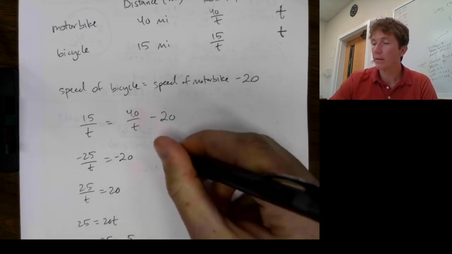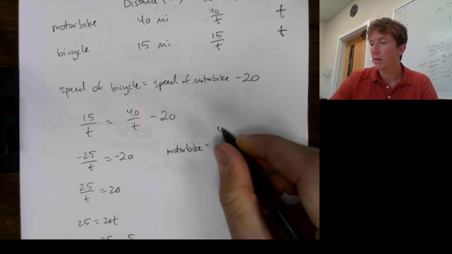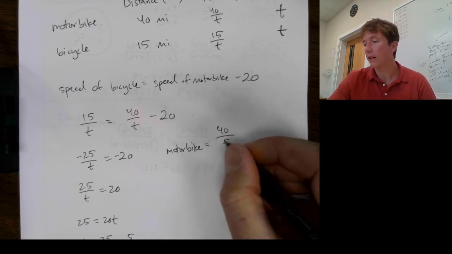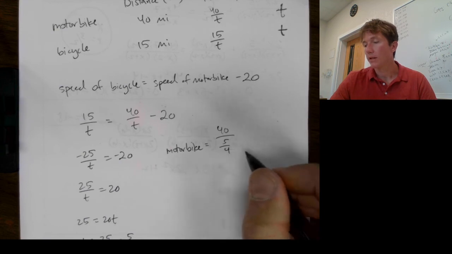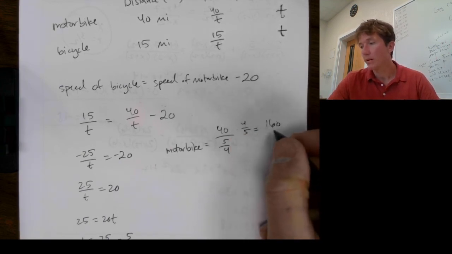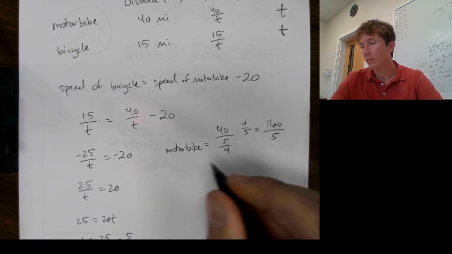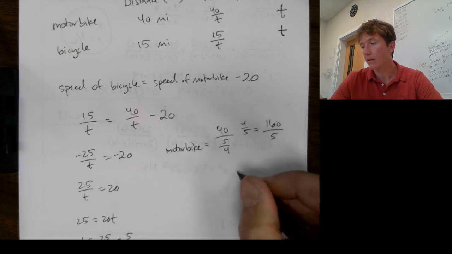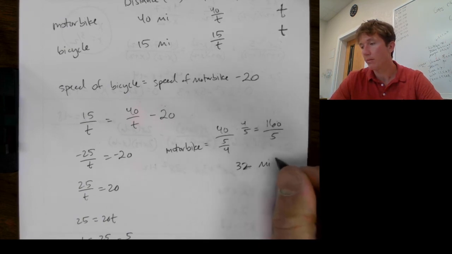So the motorbike is going to be 40 over 5/4. So then all I need to do here is multiply by the reciprocal. That gives me 160 over 5. So the motorbike's rate is going to come out to 32 miles per hour.